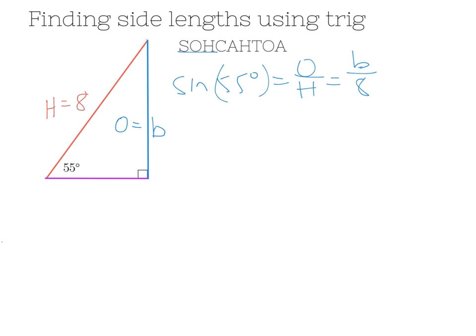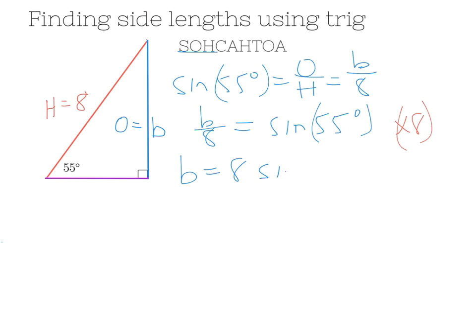Since b is on the right, we'll swap sides to put it on the left. So b on 8 is sine 55 degrees. To get rid of dividing by 8, we will multiply by 8 on both sides. So b equals 8 times the sine of 55 degrees. On the calculator, that's 6.55.